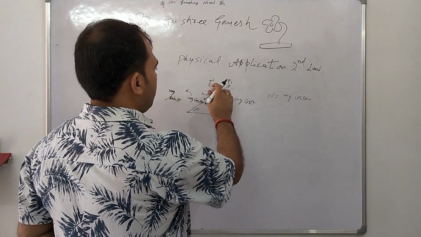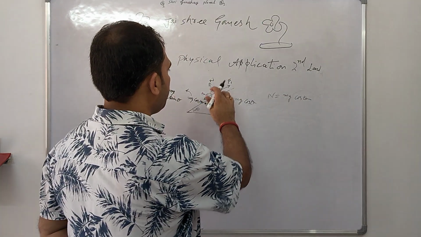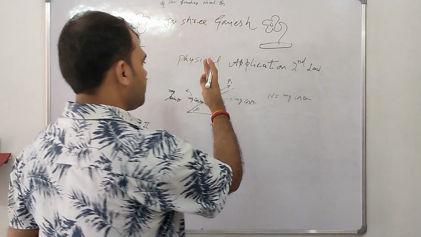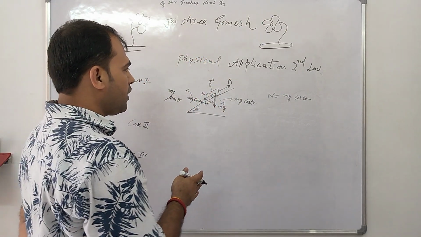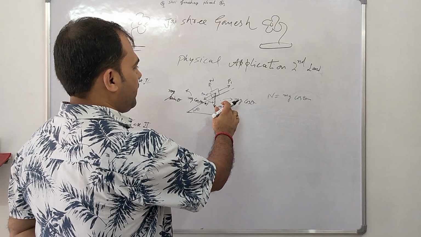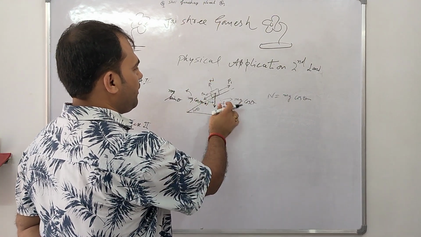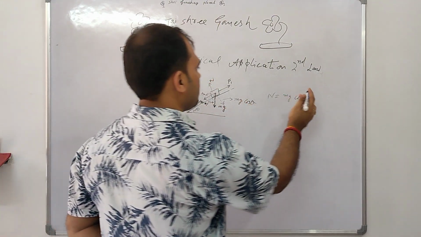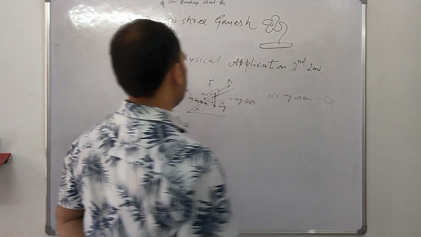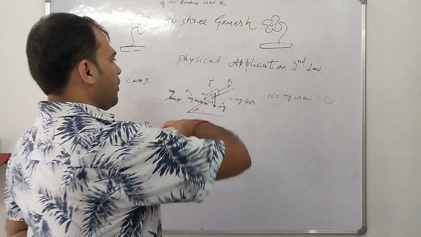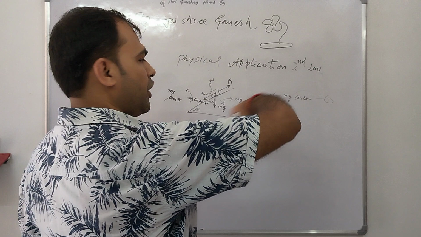Again, N, the normal reaction, will be perpendicular to the plane, and mg will be vertically downward, so this will be mg cos theta. Mg cos theta will be equal to the normal reaction. This is equation 1. Now let us consider forces along the plane.